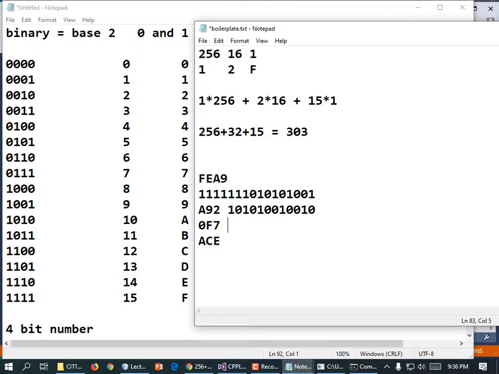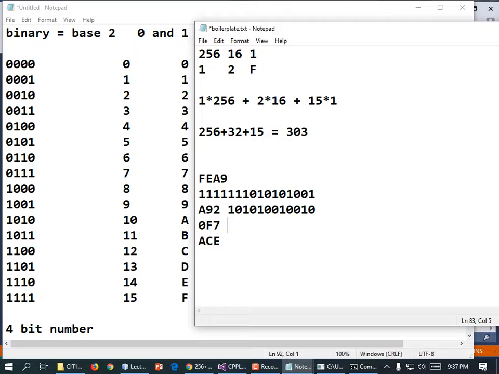Cool. Type in keypad. 07E. I mean F. F7. 000. I'm going to space it out.